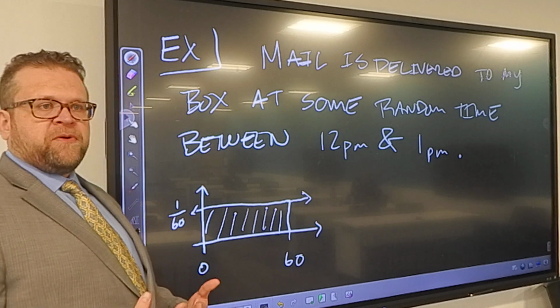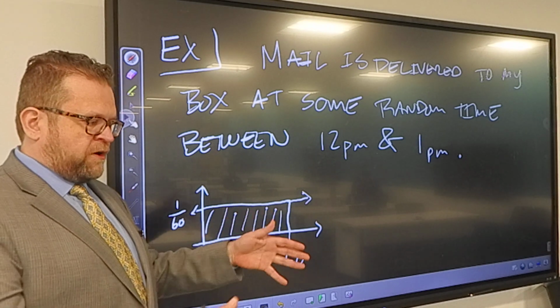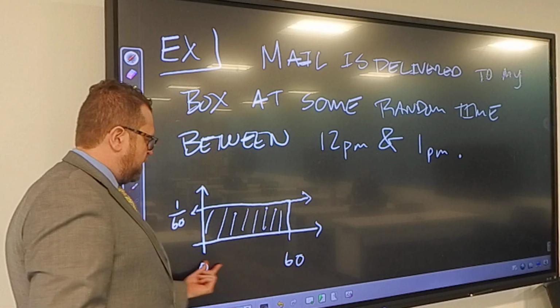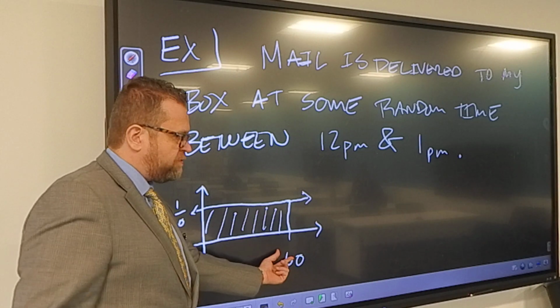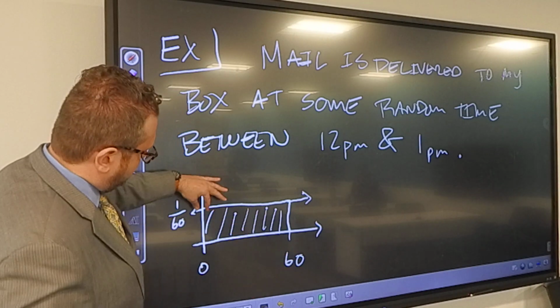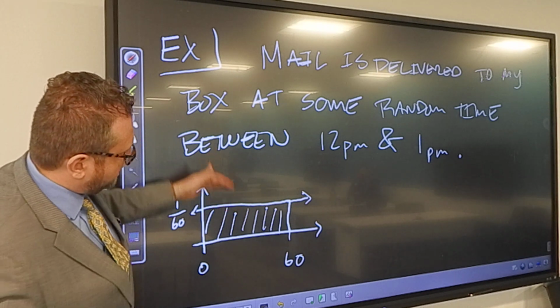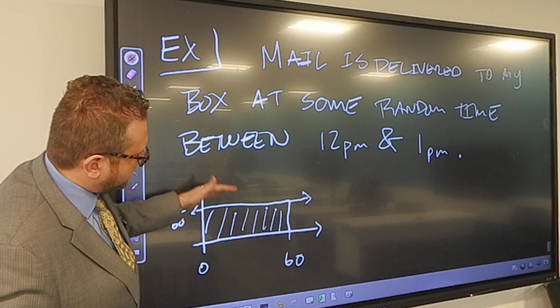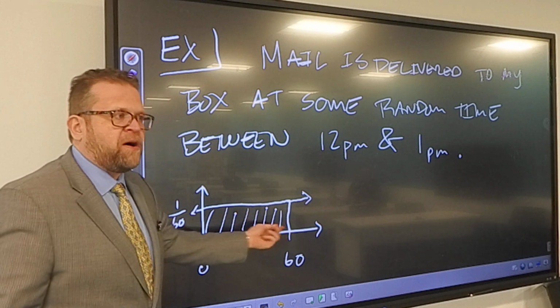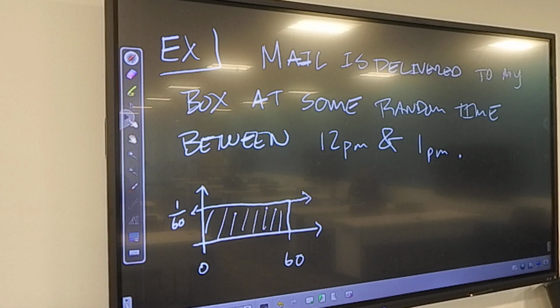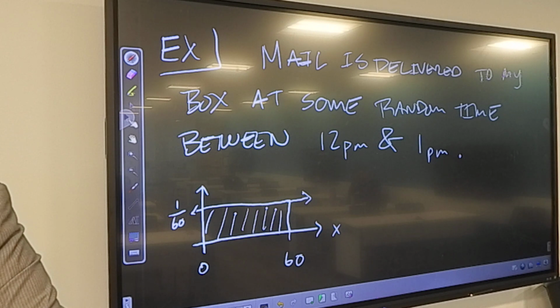And if I'm talking about probabilities, I need to discuss all of the possibilities. If it can arrive anywhere between 0 and 60 minutes after 12, then having an area of 1 corresponds to me having captured every possible event, right? So the area under that curve and above the x-axis is 1.